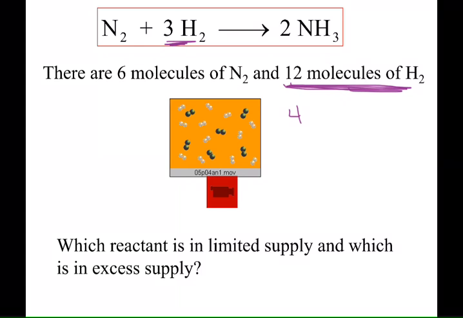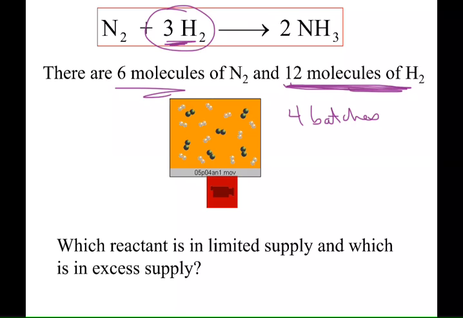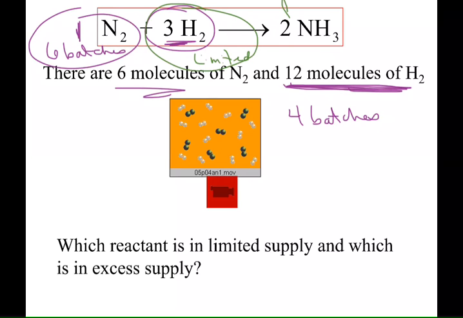I have 4 batches of H2 to convert to NH3. If I look over at my N2, I only need 1 for each batch, so I've got 6 batches worth. Does that make sense? 6 batches worth for my N2. So which one's in limited supply? I'm liking the H2, limited. So that amount of H2 is going to drive how much NH3 will be made, and it will also say how much N2 will be consumed. Let's check out this animation and see if that's what we can see.